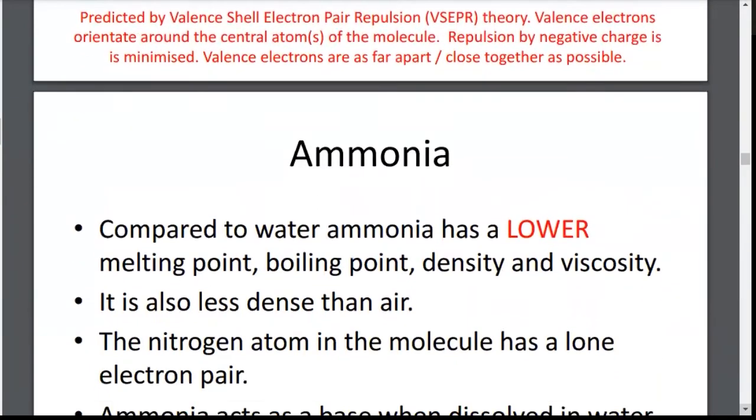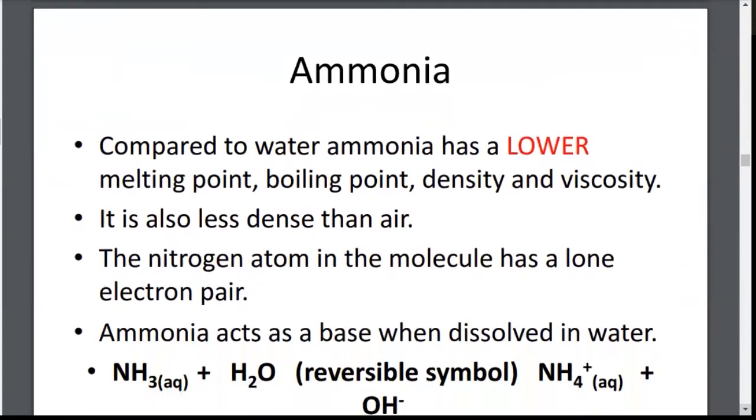So compared to water, ammonia at room temperature and pressure has a much lower melting point, much lower boiling point, density and viscosity. And viscosity just means how much it flows. The more viscous something is, the less it flows, the more gloopy it is. A bit like the difference between yogurt and water, say. Yogurt, sorry, would be more viscous than water. So ammonia is much less viscous than water is in the liquid state.